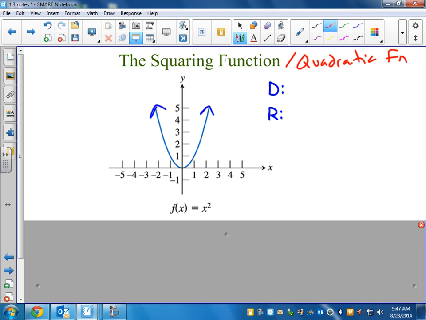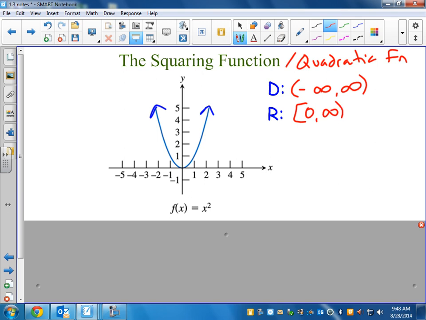But again, domain is what x can be. So when you're trying to think of your domain, you always want to look at the equation and think, is there anything x can't be? And what's the answer on this? Is x restricted anyway on this graph? No, you can plug anything you want in there, which is why we have a domain of all real numbers. What about the range on this? It starts at 0 and it goes up from 0 to infinity.